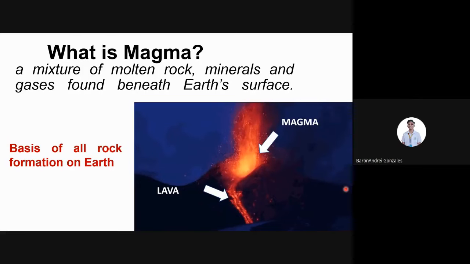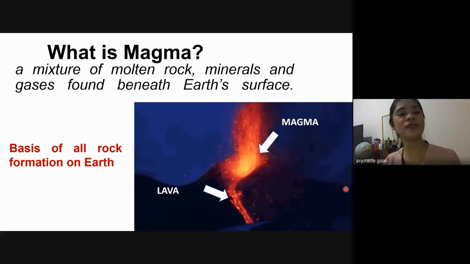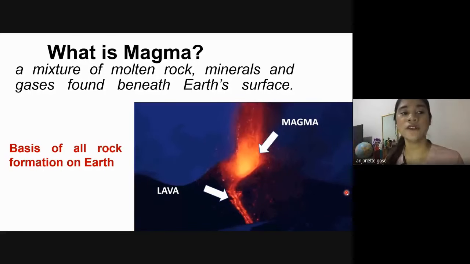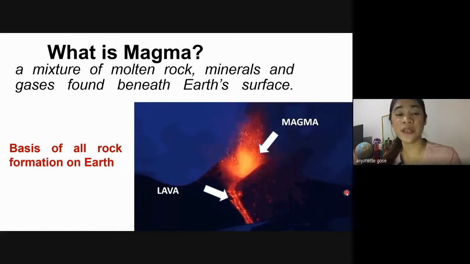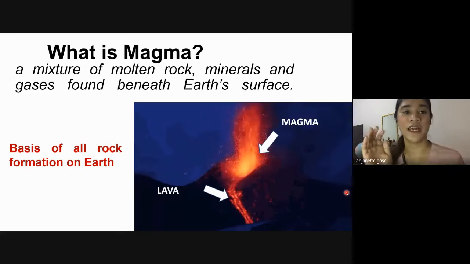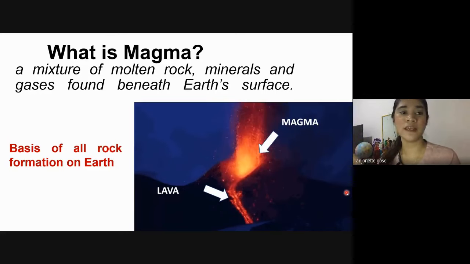Recall lang natin yung intrusive. Okay, we have the intrusive igneous rock. And when the lava cools down and solidifies, it will form? Extrusive. Okay, extrusive igneous rock. So once igneous rocks are already present, then the cycle goes on na. So magkakaroon ng weathering and erosion para mag-form ng sediments and the cycle goes on.